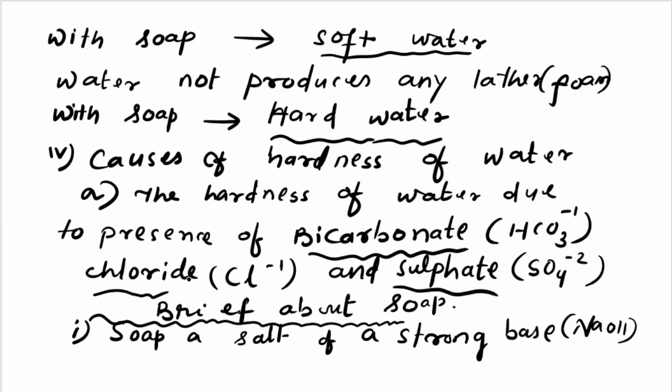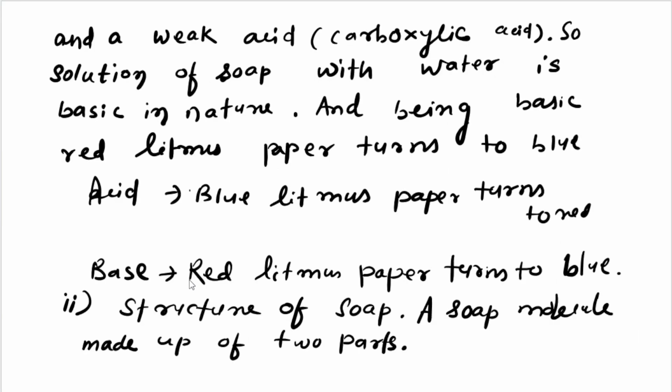Then what is a brief about soap? Conclusion: soap is a salt of a strong base. Remember how it is prepared, how it is manufactured, that is by a strong base. What is a strong base? I taught you in the acid base chapter also. Strong base means sodium hydroxide, potassium hydroxide. Weak base means ammonium hydroxide, which is not required here. And weak acid means carboxylic acid.